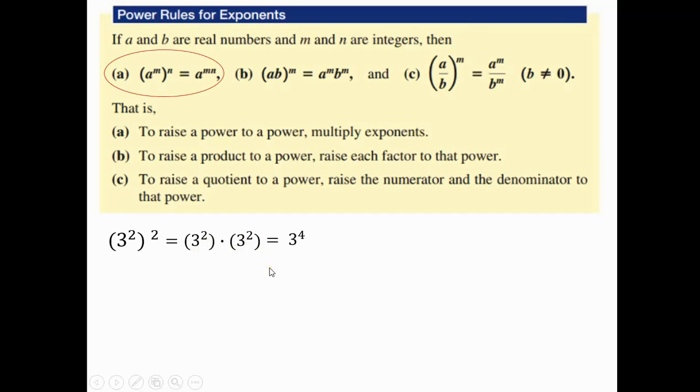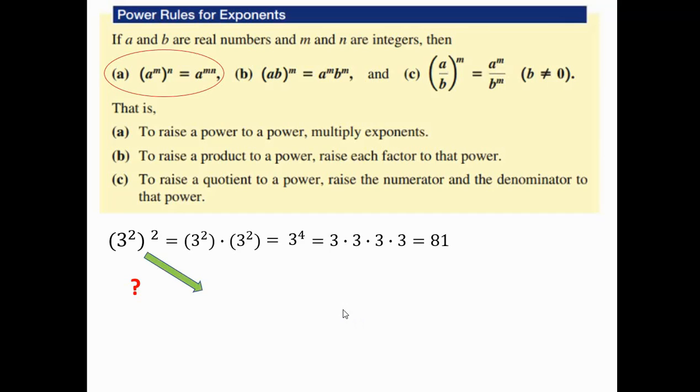And 3 to the 4th, on the very basic definition of an exponent, is 3 times 3 times 3 times 3. And 3 times 3 times 3 times 3 is 81. So our question is, can we apply this power to a power rule? Let's try it. All right.